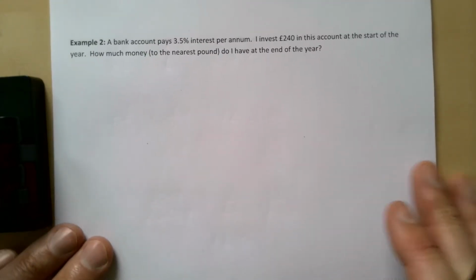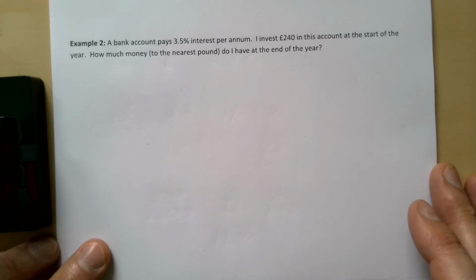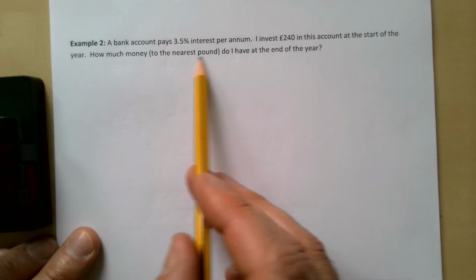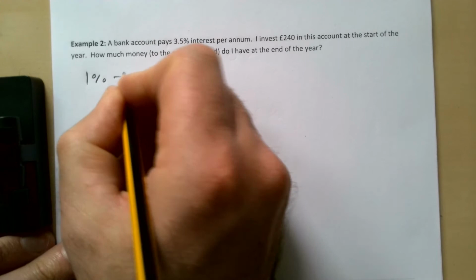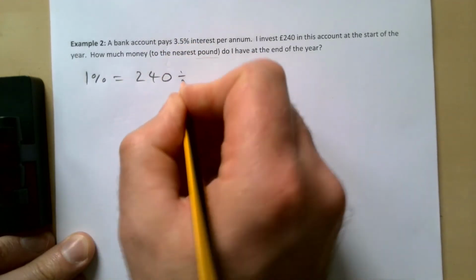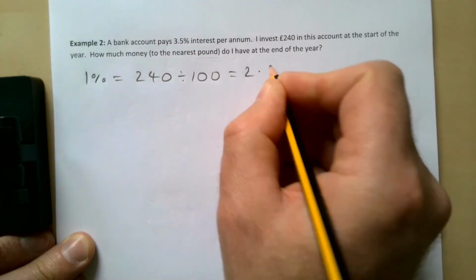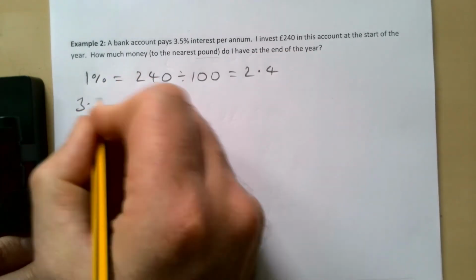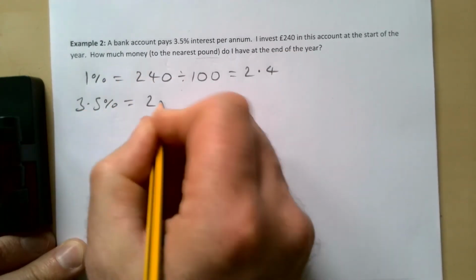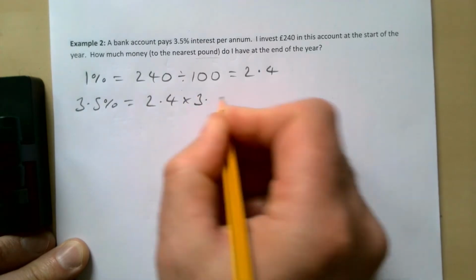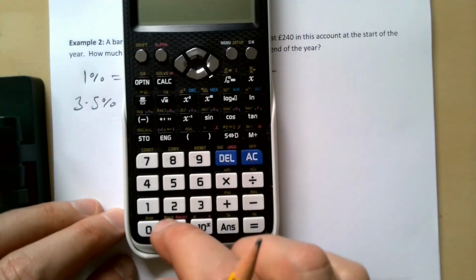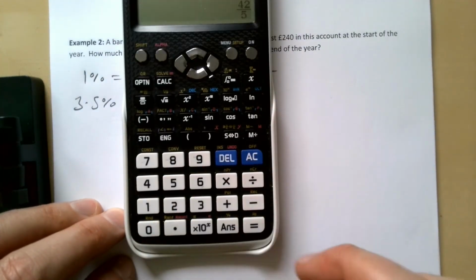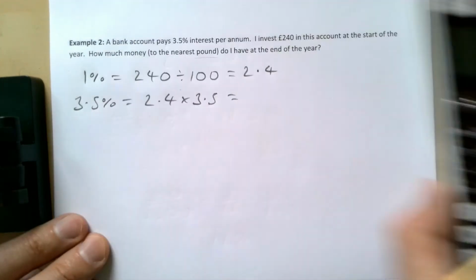A bank account pays 3.5% interest per annum. I invest £240 in this account at the start of the year. How much money to the nearest pound do I have at the end of the year? Same format as before. 1% is equal to £240 divided by 100. That gives me then 2.4. 3.5%, doesn't matter if it's a decimal or not, it's going to be 2.4 times by 3.5. And that gives me £8.40.